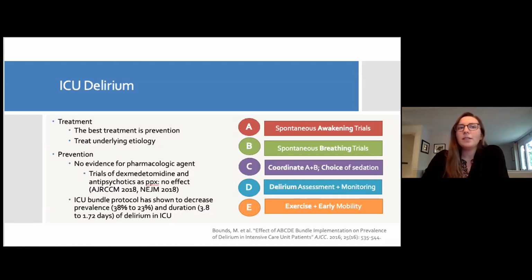And what it means to have a bundle protocol is that all of these elements need to be addressed every single day in every single patient. And when that is done, that's when we can decrease prevalence and duration of delirium in the ICU.